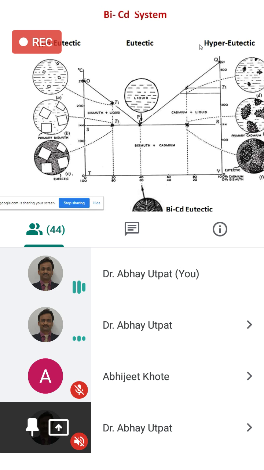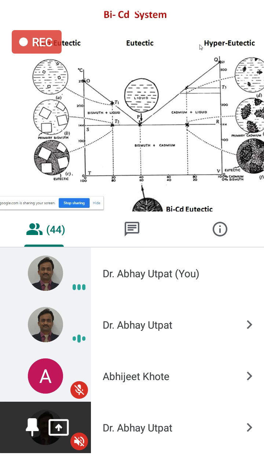Example number one, write down: cooling of hypoeutectic alloy. And you have to draw only this left hand side part and three figures. You can take a screenshot and later on draw the microstructures in your notebook. Cooling of hypoeutectic alloy. Because how will the question be asked?